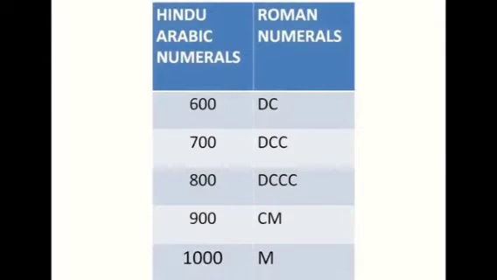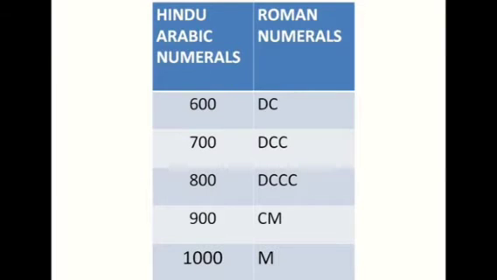Look at this table. It's a continuation of the previous table itself. Here the value of 1000 was given to you, M. So you had to fill 600, 700, 800 and 900. If you want to go for 600, you have to take the help of 500. 500 means D. So 500 plus 100. So DC. Because C is on the right, you can add it.